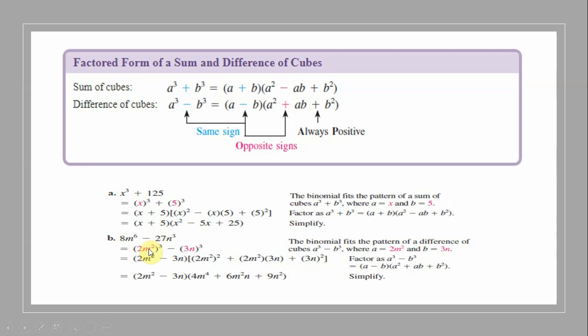Same thing here, 2m squared. This is still the same pattern. I'm going to take the cube root. I get a 2m squared. So that's 2m squared cubed. Cube root, that's 3n. Cube that, and then I can just go 2m squared minus 3n. 2m squared squared plus multiply the 2 together. This times that gives me the 6m squared n, and then square the last one, the 9n squared from there. And then we simplify.